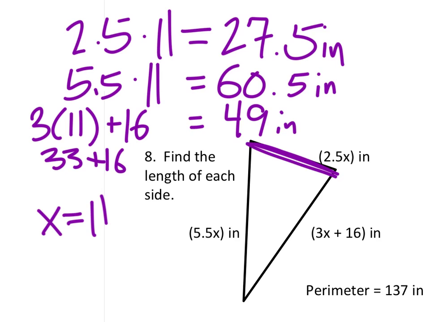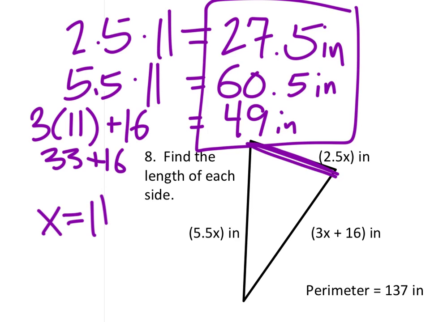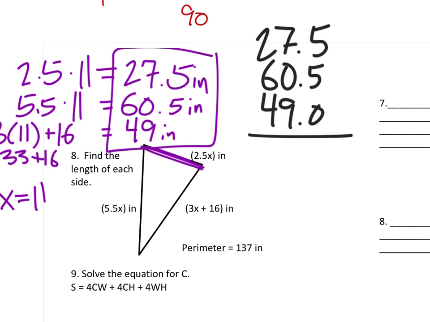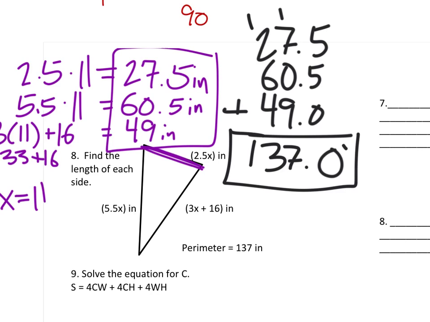Well, there's a way we can check these. Let's say that these are our answers. Let's go ahead and look at a way that we can check this, okay? So we got 27.5, 60.5, and 49. We're just going to add all these together and see what we get. Alright, so we need to get 137 inches as perimeter, which is what it was to start out with. So we went ahead and checked that answer, and it looks like 27.5 inches, 60.5 inches, and 49 inches will do.